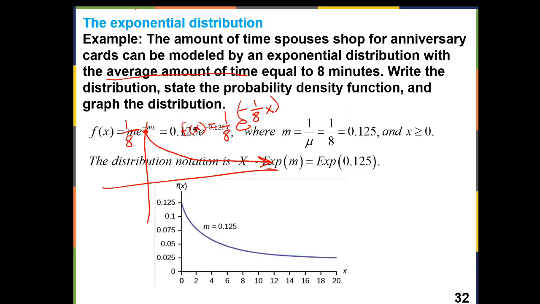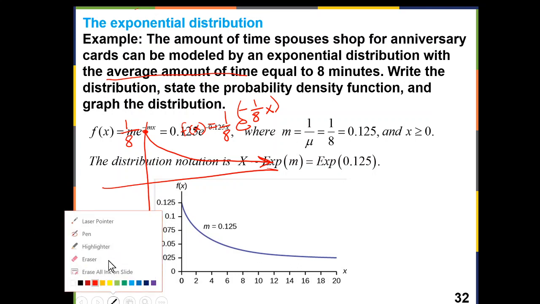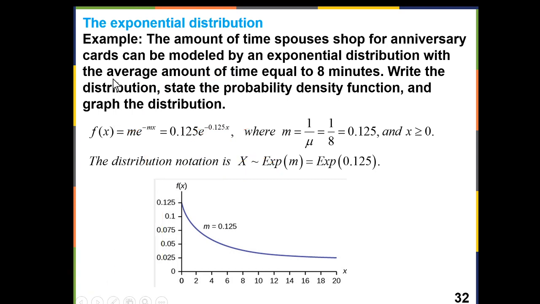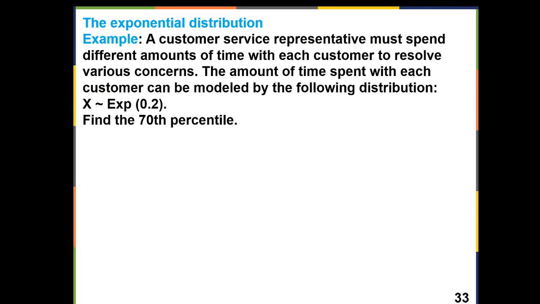Now 1 over 8, of course, is 0.125, right? And that's how we state the distribution, right? So to state the distribution, we have to say x is exponential, and what is our m? 0.125. All right. A customer service representative must spend different amounts of time with each customer to resolve various concerns.